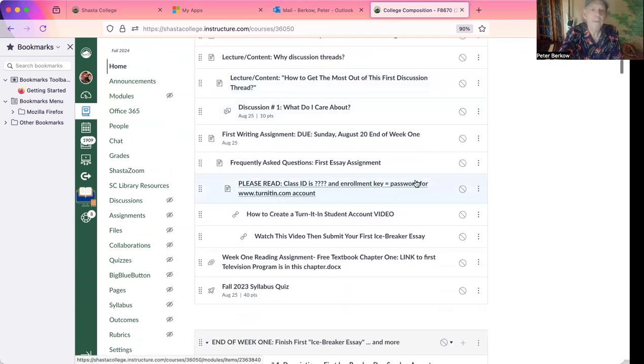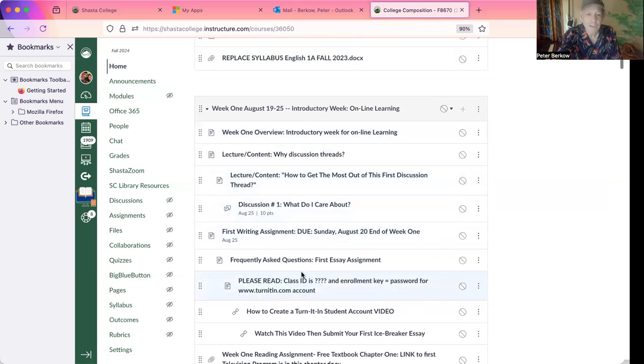There are some important things. Students will be asking me, how do I sign up for Turnitin? And this is where you will have your class ID right here and your enrollment key, which is, by the way, the word password. And I know people are going to be sending me emails saying, what's my class ID? What's the enrollment key? It's going to be announced on your announcement page. It will be here in this section of week 1.